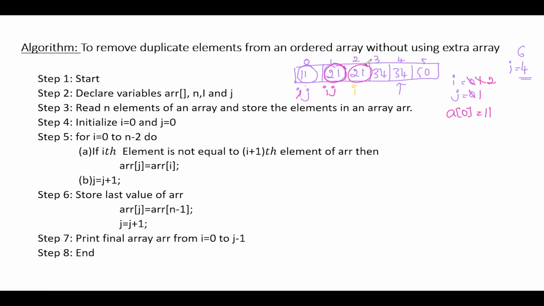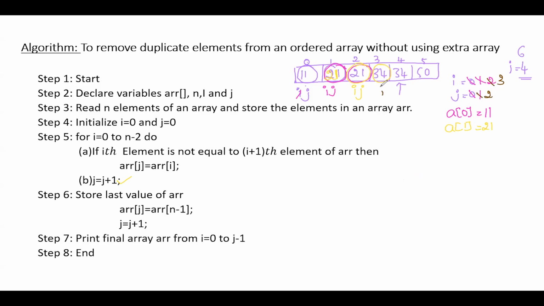Okay, now once again I'm comparing i and i plus 1 value. In this case, they both are not same. Hence, if the ith element is not equal to the i plus 1th element, then what we are supposed to do is write array of j is equal to array of i. So the j value is as of now 1. So at array of 1, I'm going to write the value of array of i. That is nothing but 21. Hence, 21 is going to be written over here and also increment the j value, because of this step. After that, once again, I'm going to increment the value of i. Remember, the j value is also now incremented to 2.